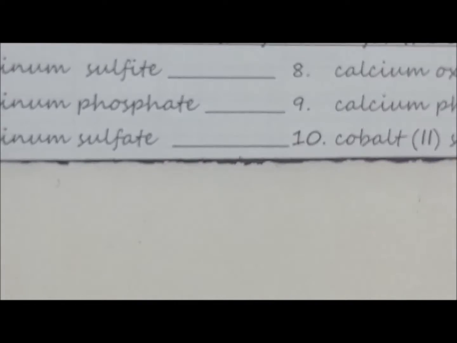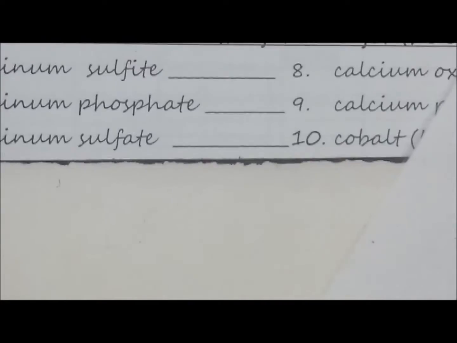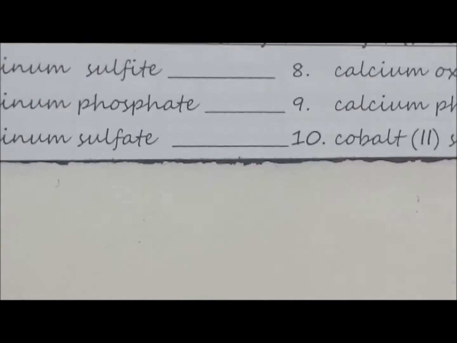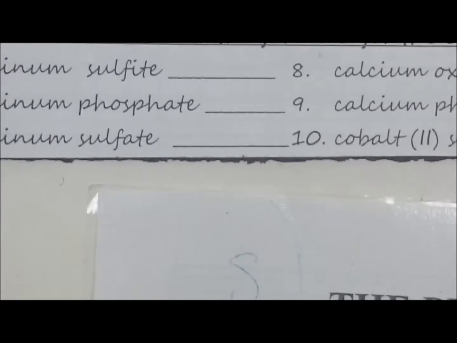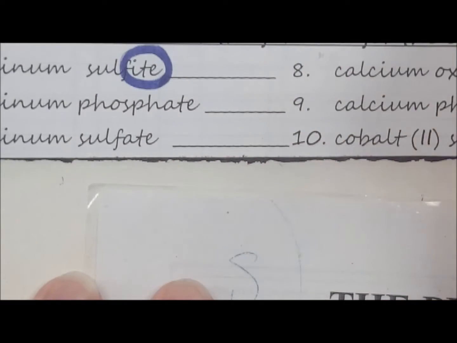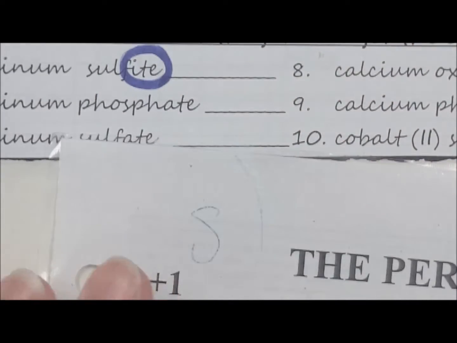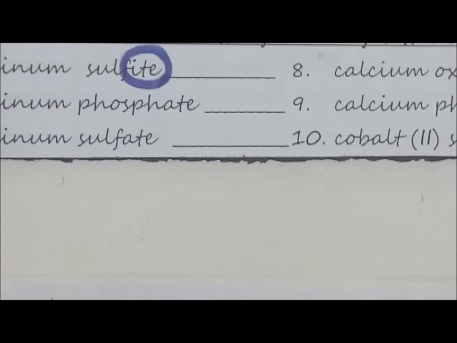Guys, just like last time, I'm going to do the first 6 with you. Now, something to keep in mind is that by reading the name, you can figure out whether or not it is a polyatomic ion. So for the first one, it says aluminum sulfite. I know that this is a polyatomic ion because it has ITE on the end. Okay? Anything found on the periodic table will have an IDE on the end.